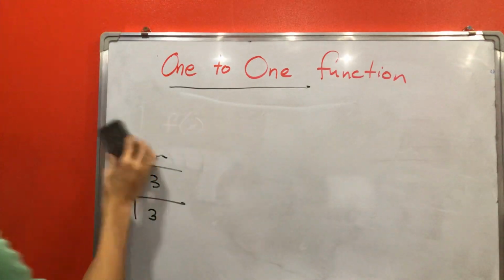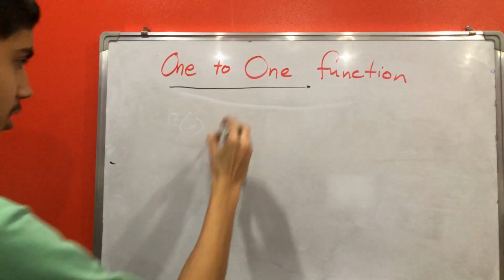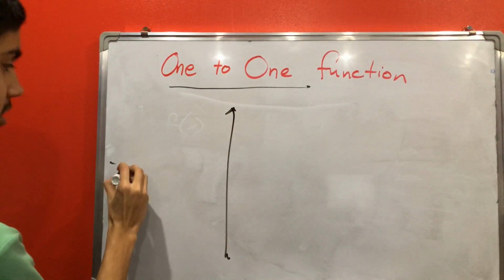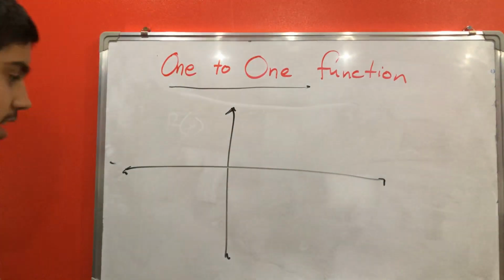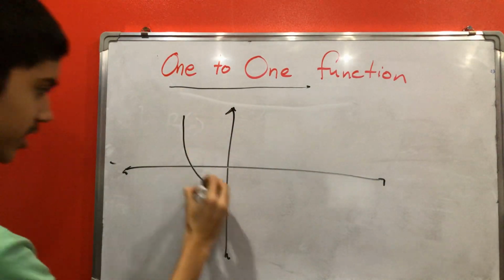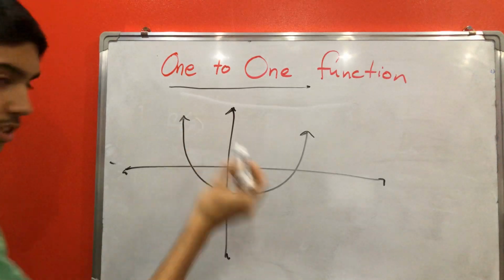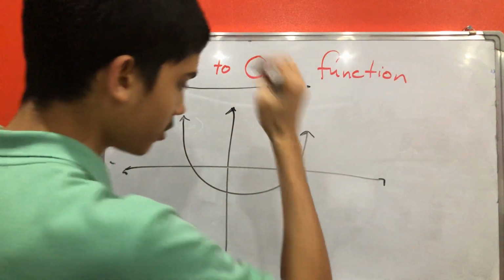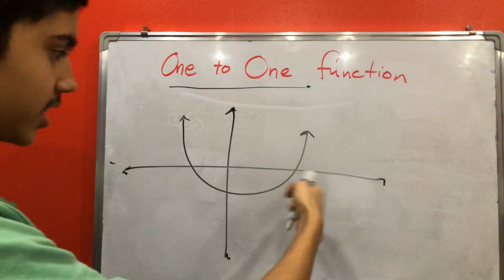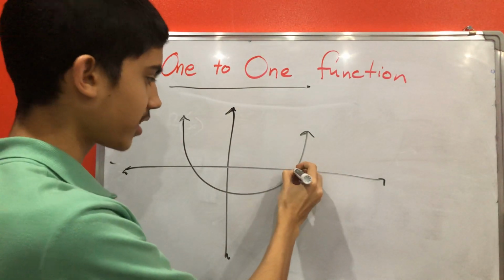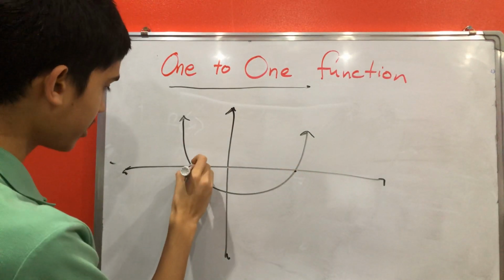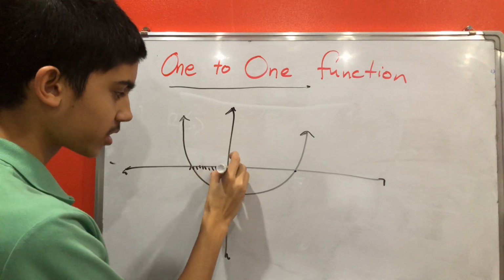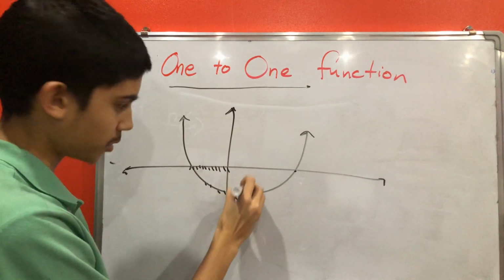So now let's look at the graph. There's something called a horizontal line test. Let's say we have a graph like this, a parabola. So this is a function, right? Because no x value has multiple values. Every time we go along the x-axis, we see a new y value.